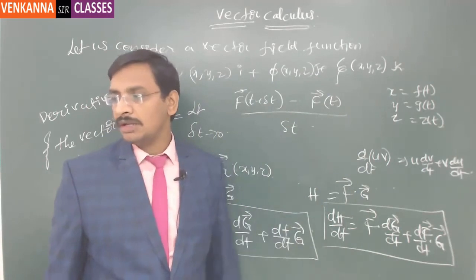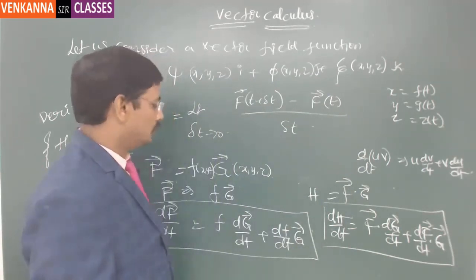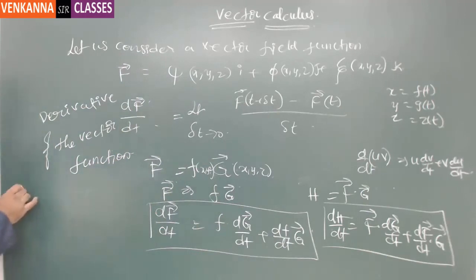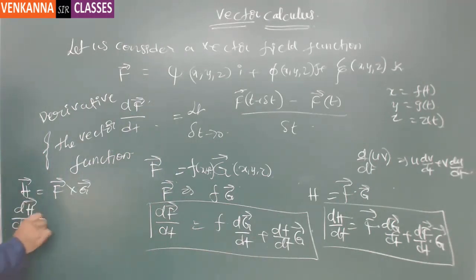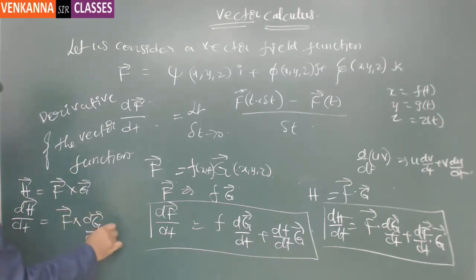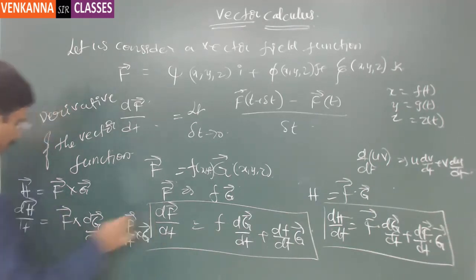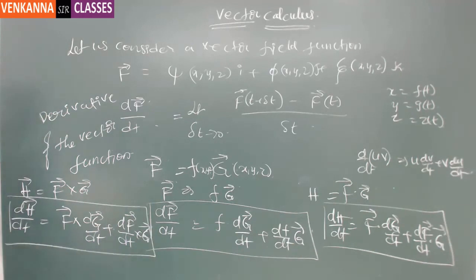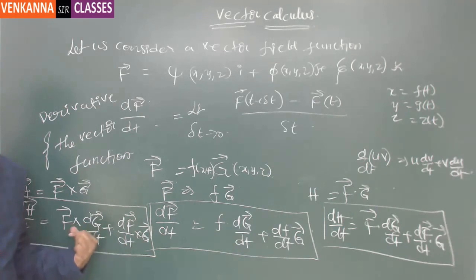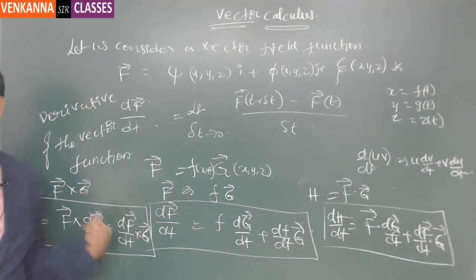In exactly the same manner, even if you have a cross product, you will be following the same principle. That is, let us say H is defined as F cross G, then dH by dt is given as F cross dG by dt plus dF by dt cross G. Now here the order makes a difference, so you should not interchange this. Got it? So dG by dt, and then F cross. You should not put this one here and this one here. If the order is changed, then the sign is going to change.